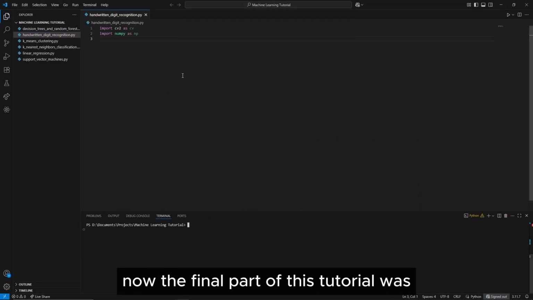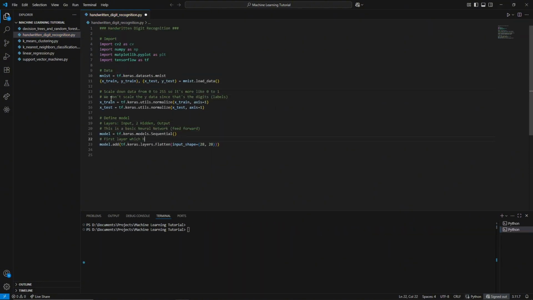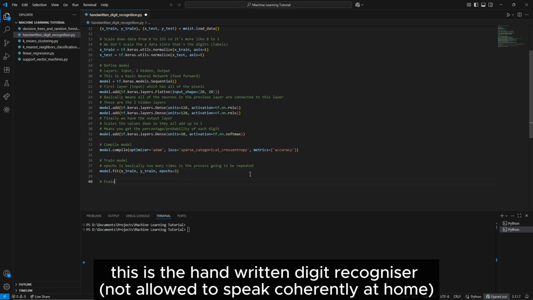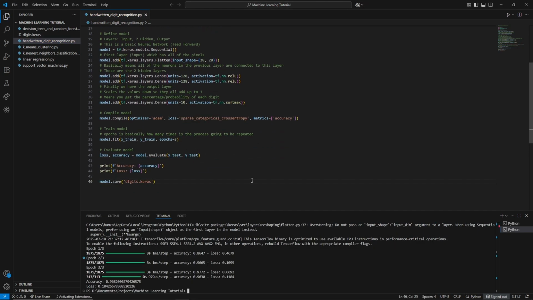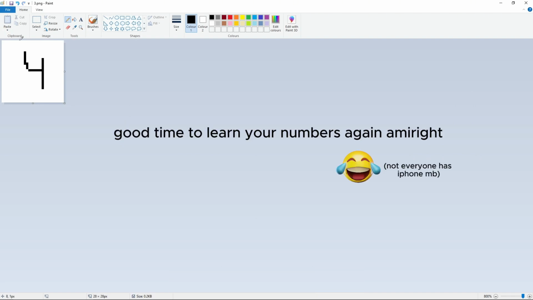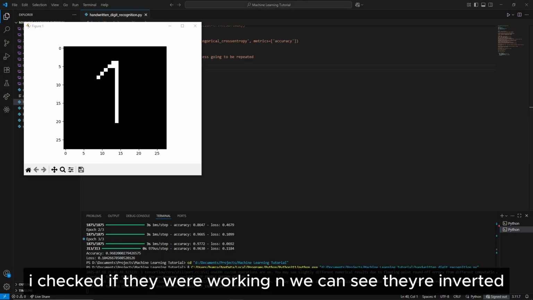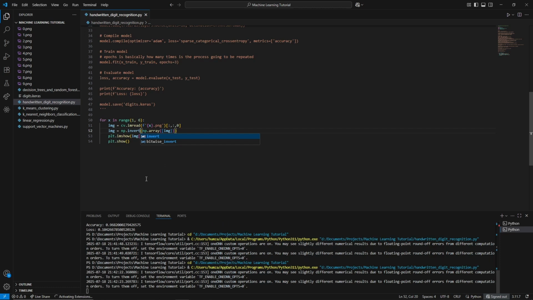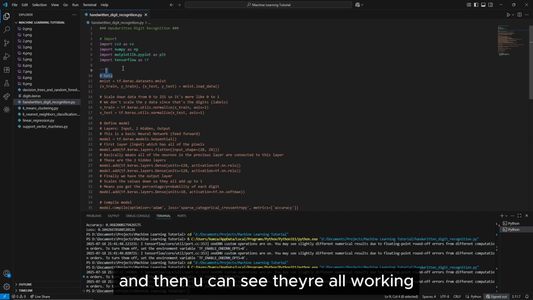Now the final part of this tutorial was to make something that actually made sense in real life. So this is the handwritten digit recognizing thingy, and then obviously I wrote the code for it. I drew out the numbers all in Paint. And then I checked if they were working, and we could see that they're inverted. So I invert the colors again so that it's the right colors, and then you can see they're all working.